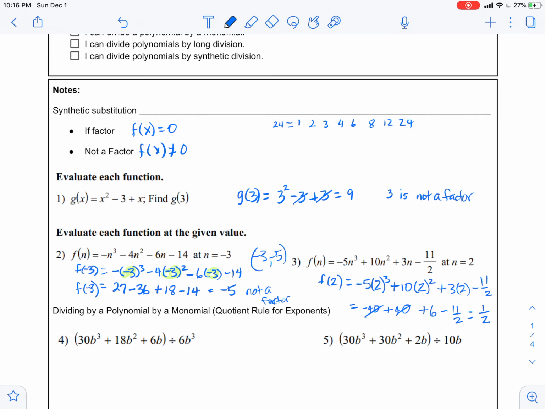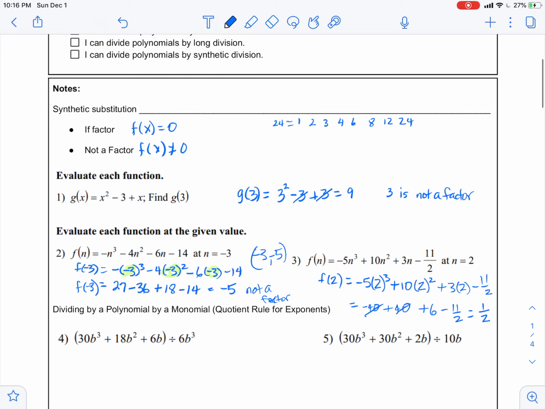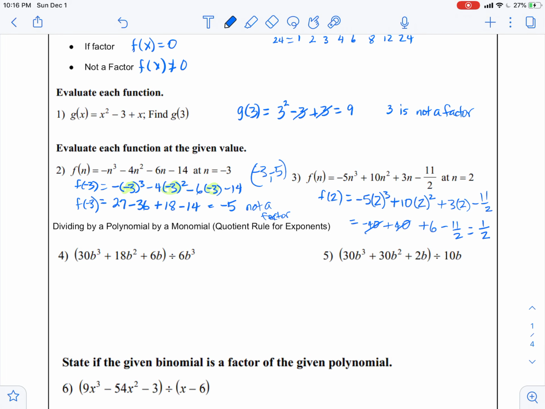So things that we've already done, we're just going to use them to do division and to see if those are factors. In other words, do we even want to divide that, because is it going to give us anything? And those would not. Okay. And we'll come back and talk more about those.